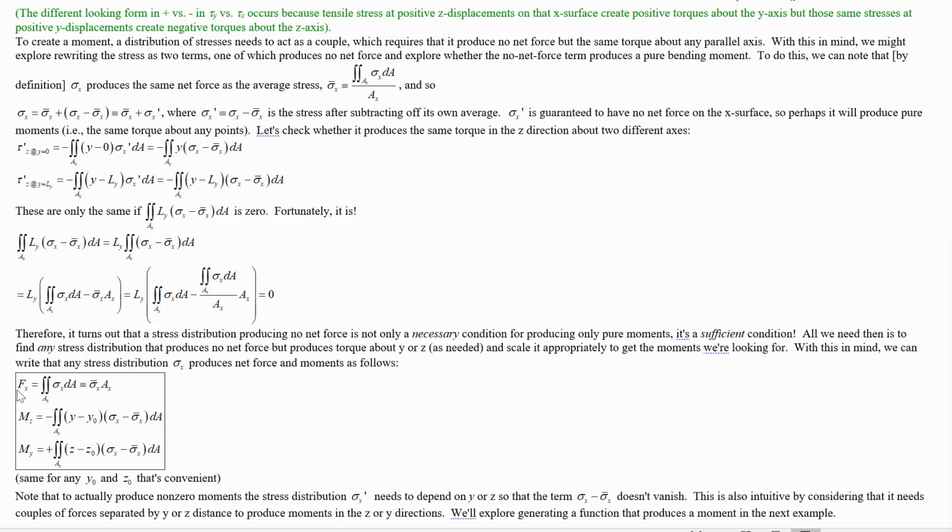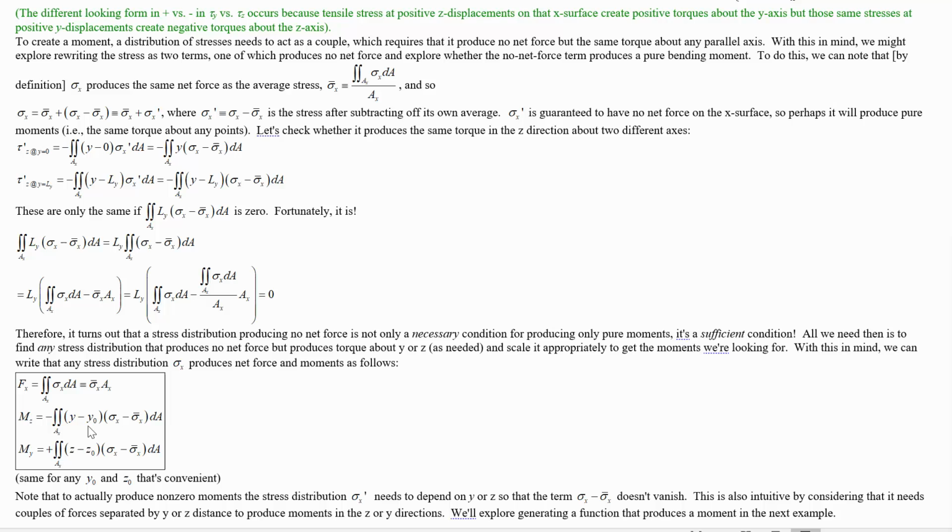So another way to put this is that the net force produced in the x direction by an x stress on an x surface is the integral of that stress over that surface, and we can define that as the average stress times the area. Then the moment that same stress will produce about the z-axis, the moment in the z direction, is negative y minus y naught times sigma minus sigma x bar. And the moment in the y direction is positive z minus z naught times sigma minus sigma x bar.